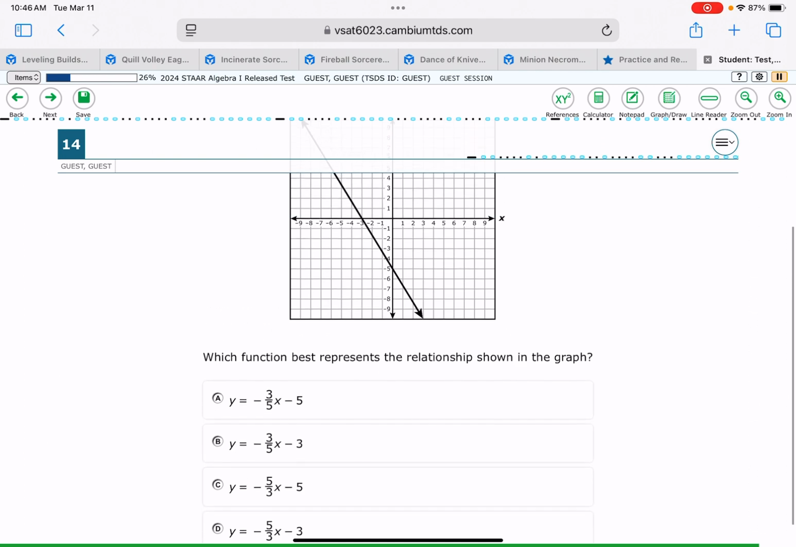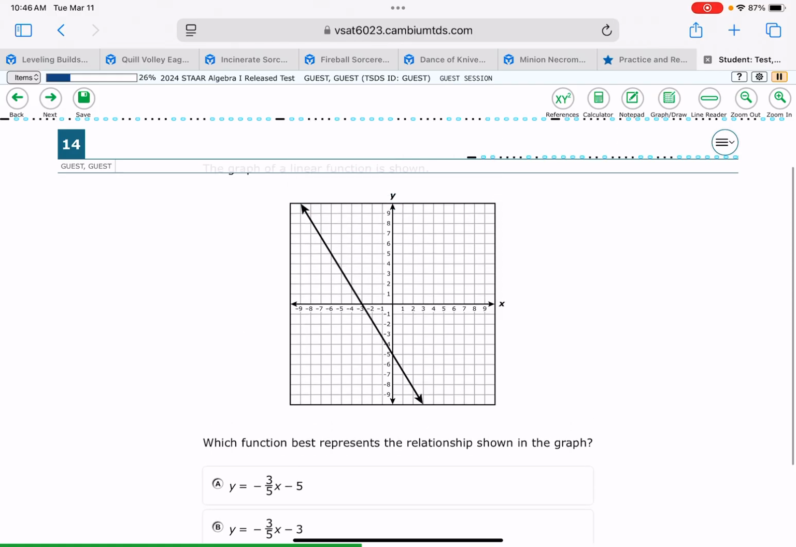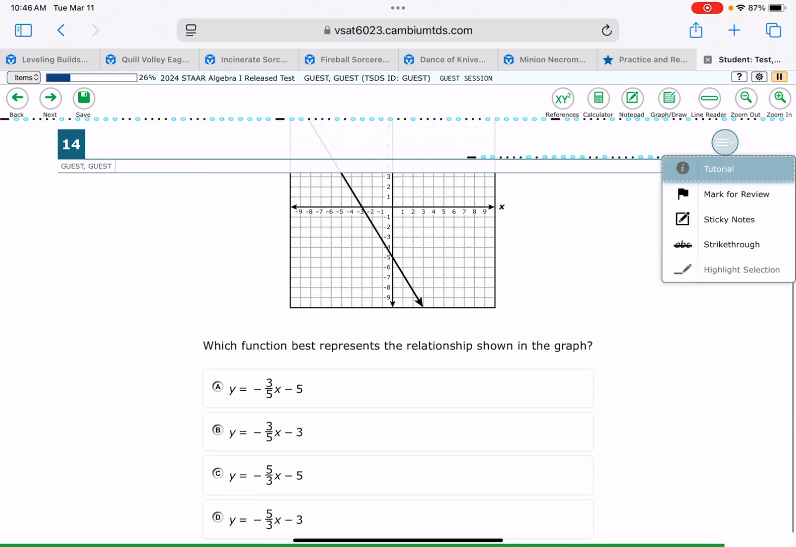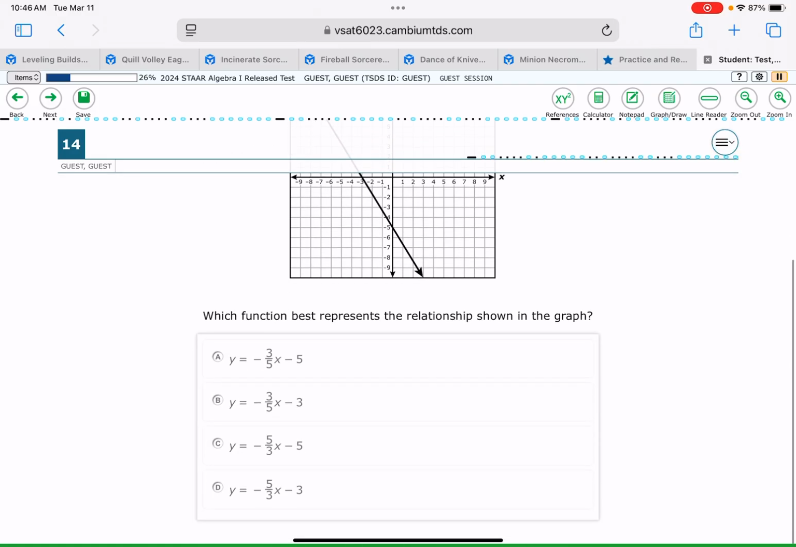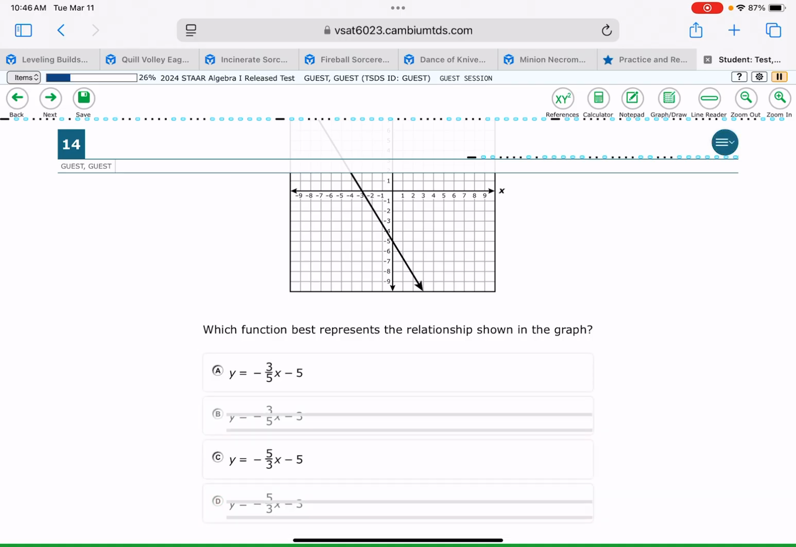I absolutely do not have to do any calculations for this one, because all my answer choices are in slope-intercept form, so that makes it even easier for me. I'm going to eliminate the ones that have the wrong y-intercept. That has a y-intercept of -5. So B and D are out. So now we are down to A and C.